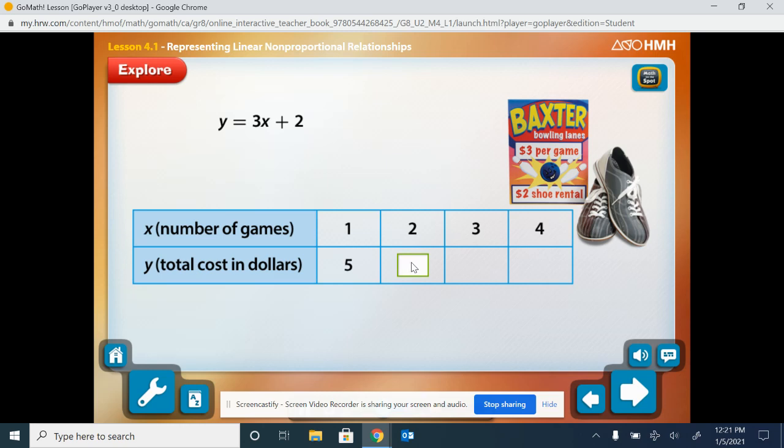Now, find the value of y when x equals 2. So when x equals 2, that means 2 games. So 2 times 3, because I'm going to have 2 games, that's 6, plus the rental shoes, 7, 8. I would pay $8. Now, I'm using this over here to check, but I can also use the equation. The x represents 2, so I go 2 times 3 is 6, plus the 2, that's 8, and that's the y, okay? That's it. When x equals 2, y equals 8.